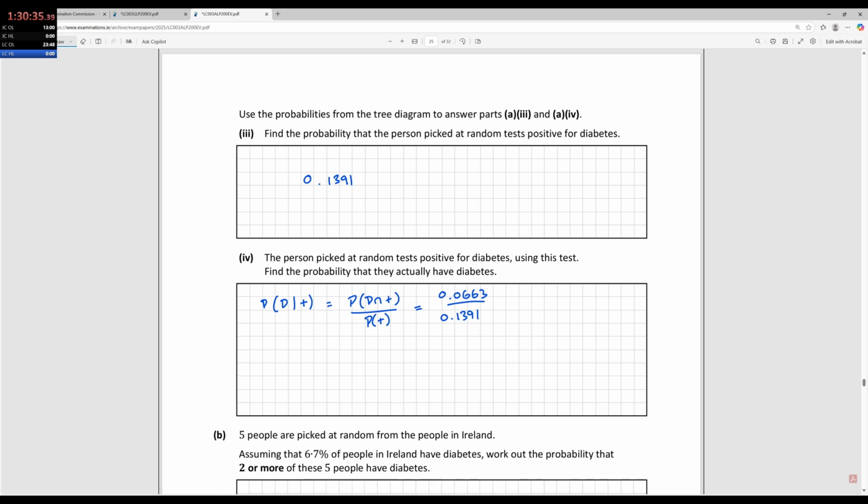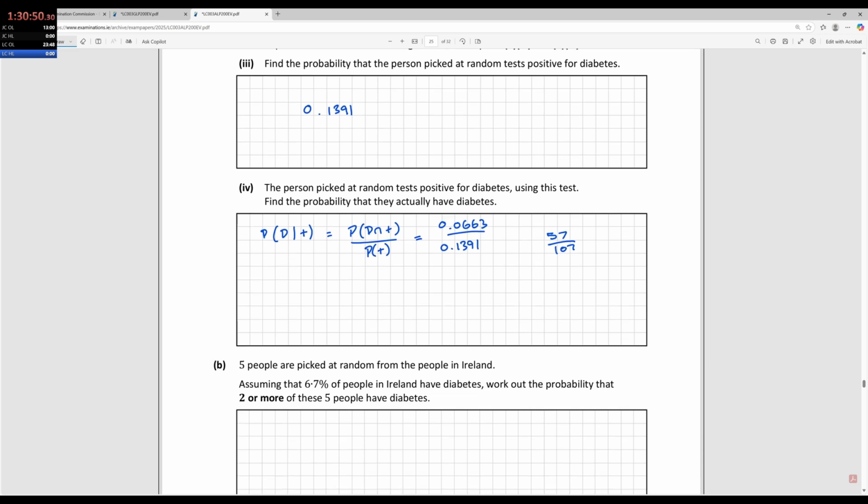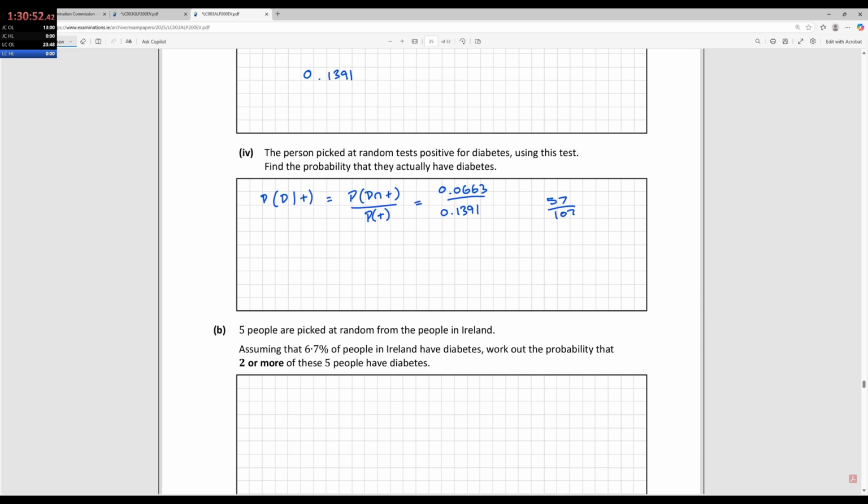0.1391. So we're going to say 0.0663 divided by that, and the answer is... now, it doesn't say to any decimal places, so I'm assuming they want us to leave this as a fraction. That's not a great test then, because 50% of the time, if you test positive, it means you have diabetes, and 50% you don't.